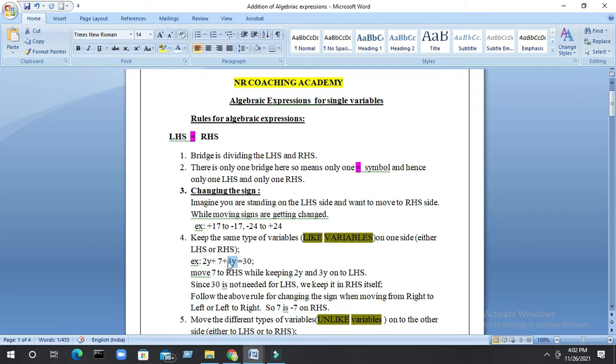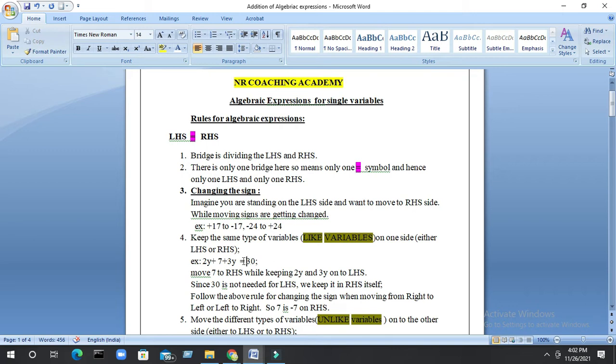So keep 2y and 3y on the left hand side. Then what should I do with 7? Move that to the right hand side by crossing the bridge. Where is the bridge? The equal sign is nothing but the bridge. So you are moving from the left side to the right hand side. It means the plus sign has changed to a minus sign, and plus 7 has changed to minus 7.